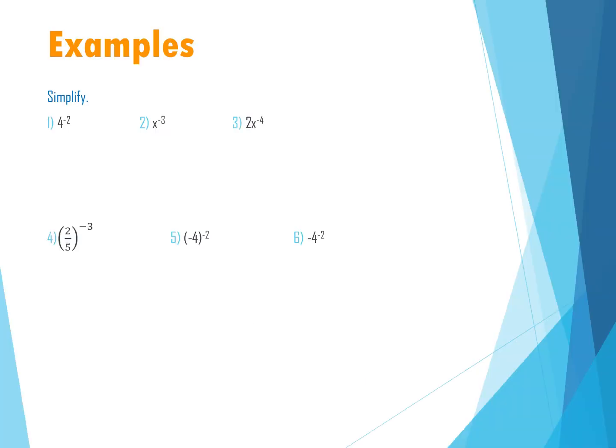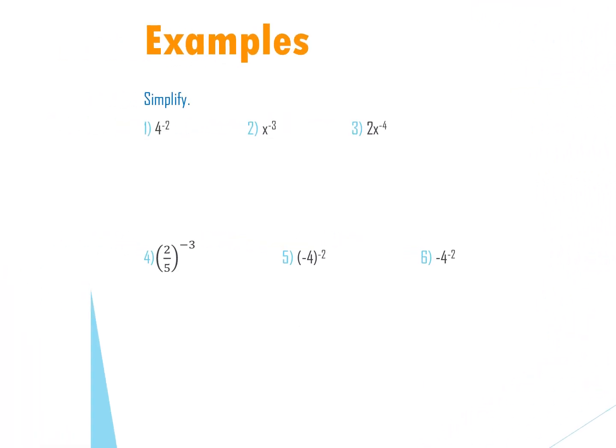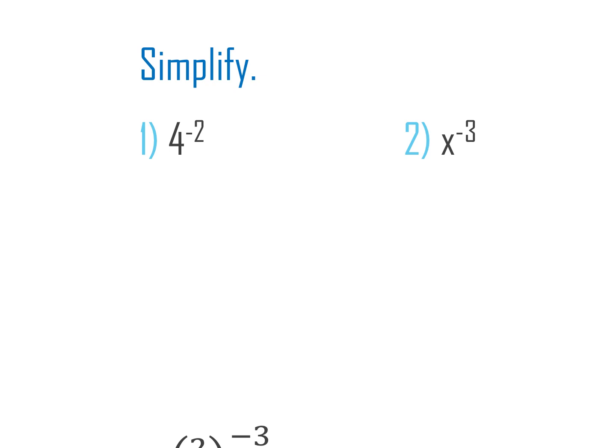Okay, so for the next one, again, remember, a negative exponent does not make it negative. It makes it a fraction. So again, if it helps you to add a 1 to the denominator and then flip it and make that exponent positive, and then now we evaluate 4 squared, and we get 1/16.